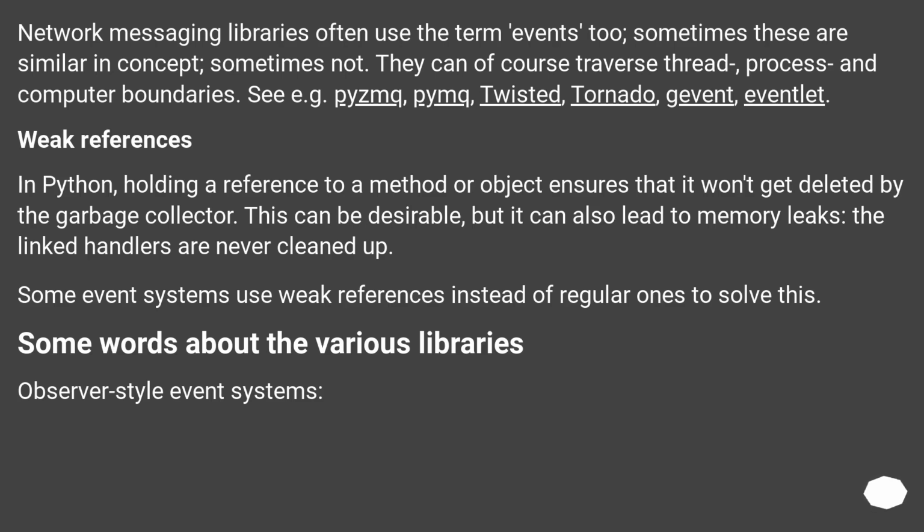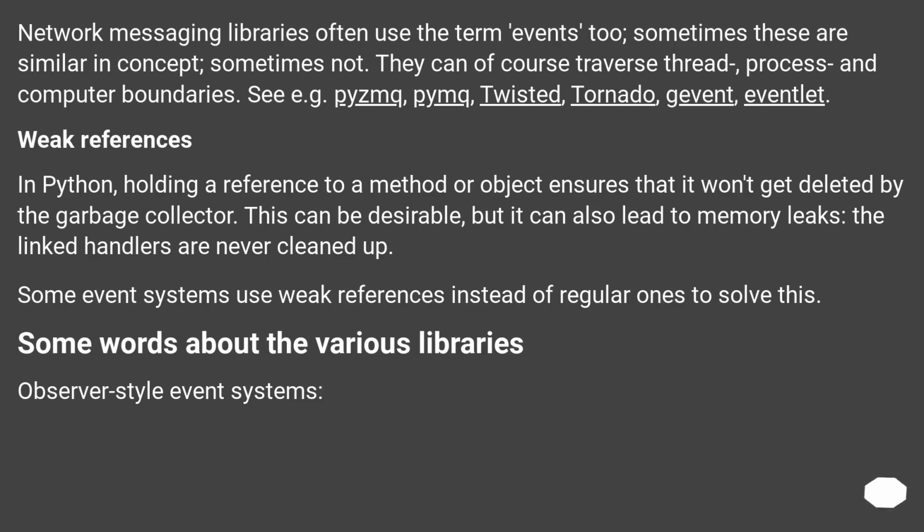Weak references. In Python, holding a reference to a method or object ensures that it won't get deleted by the garbage collector. This can be desirable, but it can also lead to memory leaks. The linked handlers are never cleaned up. Some event systems use weak references instead of regular ones to solve this. Some words about the various libraries.